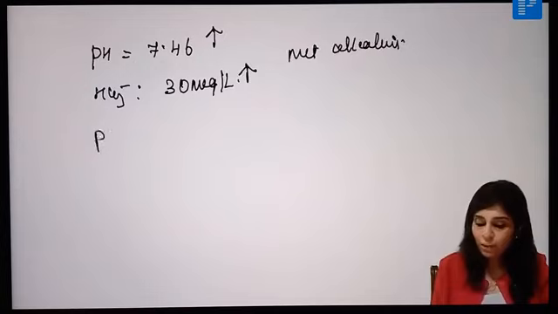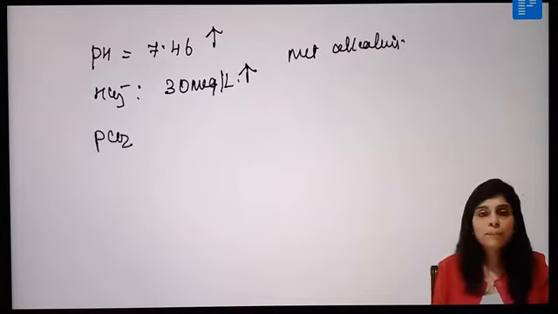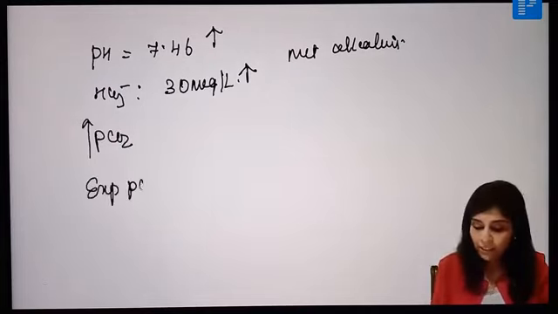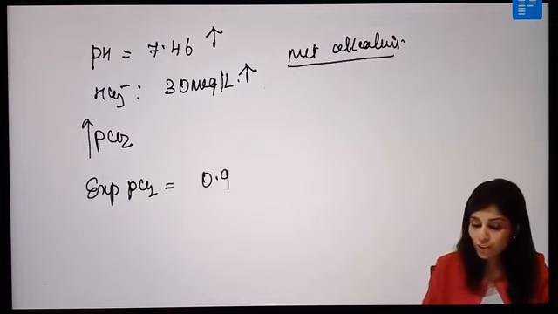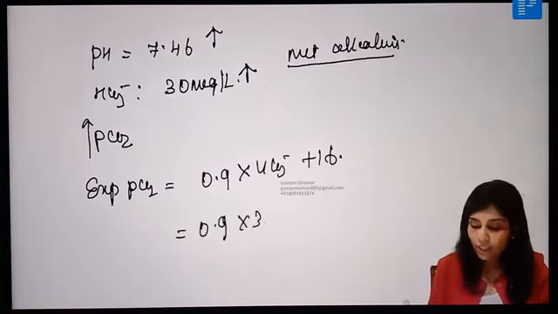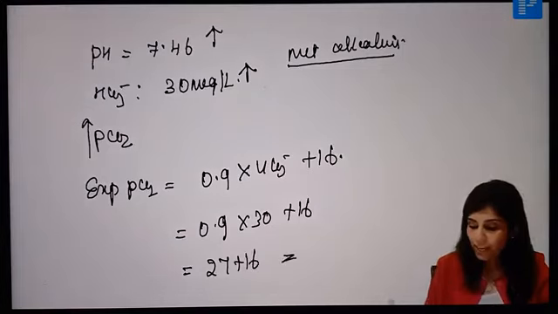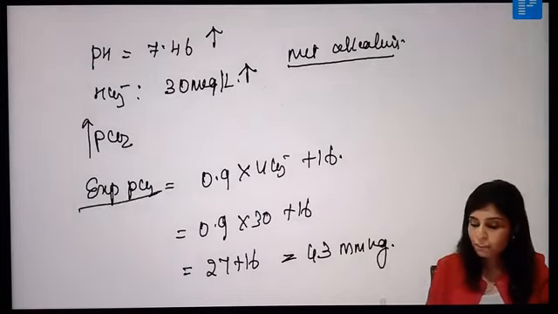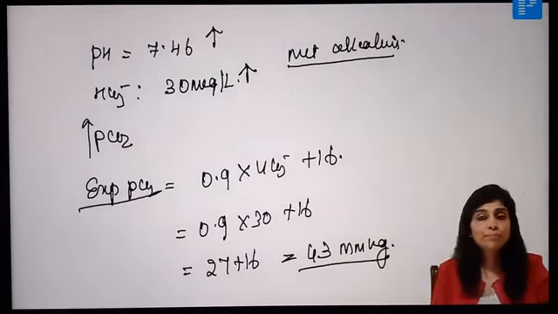For metabolic alkalosis, what is the expected compensation? Expected compensation is an increase in PCO2. Now, what is the expected increase in PCO2? Expected PCO2 in metabolic alkalosis is 0.9 into bicarbonate plus 16. Are you clear? 0.9 into bicarbonate plus 16. So in this case, it is 0.9 into 30 plus 16, which is 27 plus 16. And that is 43 millimeters of mercury. So expected PCO2 is 43 millimeters of mercury.